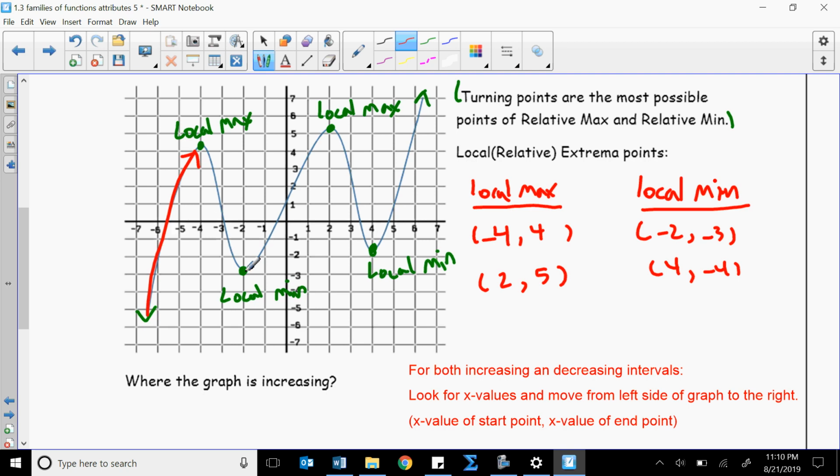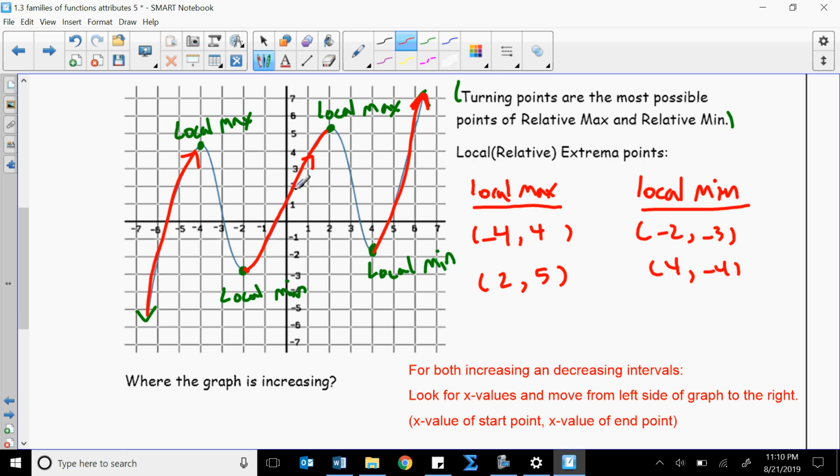I have another increasing area, which is from this point to this point. This is also increasing. We have another one, the third section, which is increasing from here to this point, which is actually not an end point. It's continuing to increase.